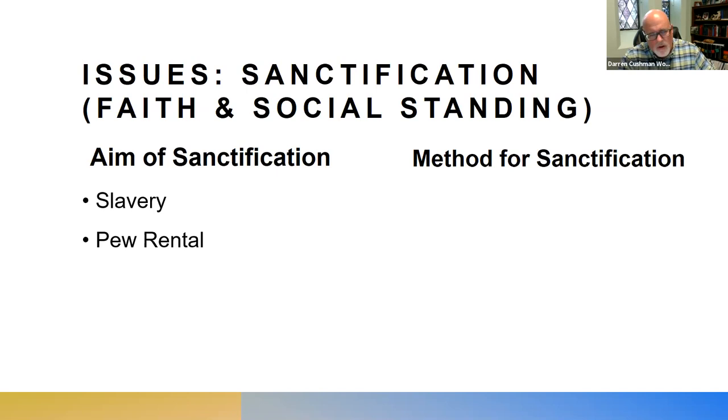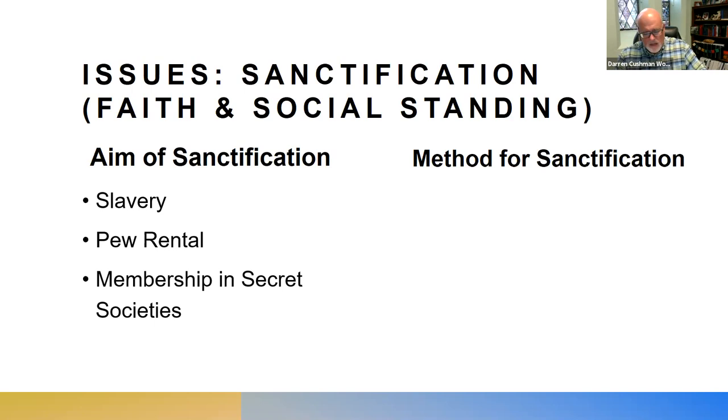The other issue is membership in lodges or secret societies, and in particular, the Freemasons, but also the Odd Fellows, which were growing by leaps and bounds at this time. For example, the Masons in New York State, in 1840, there were 79 lodges. 20 years later, there will be 432 lodges. Odd Fellow membership 1843 was 30,000. By 1860, it's 200,000. Right?